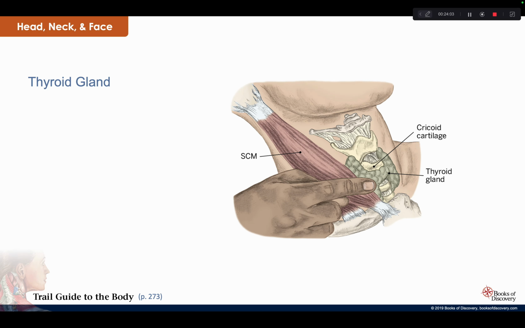Your thyroid gland. So here's that little butterfly-shaped gland, which is your thyroid, sitting in the front of the neck. If people are dealing with thyroid issues like thyroid cancer or goiters, we're generally not going to be working around the throat like this anyhow.